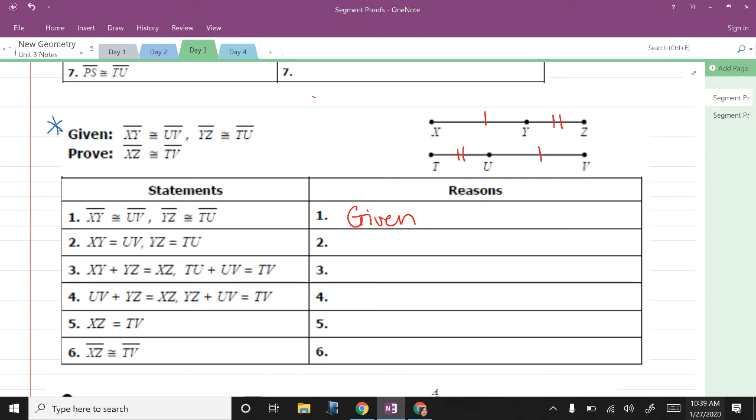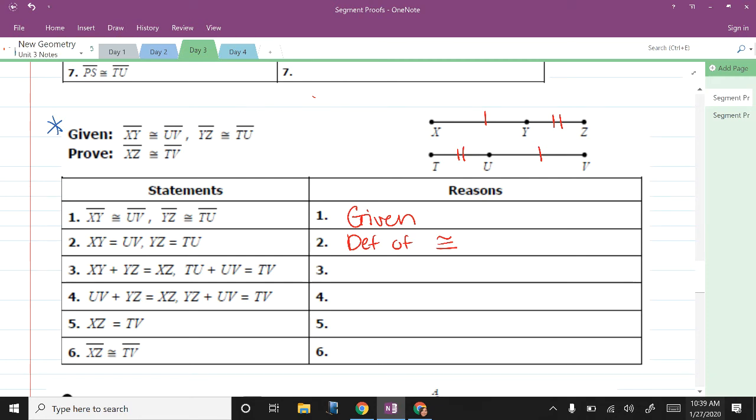Okay, if you know it, you can mark it. If you don't know it, don't mark it. But they told us that, so I can mark it. All right, so from step 1 to step 2, what happened? They went from congruent to equal, right? What says you can do that? Definition of congruence. Very good. Definition of congruence.